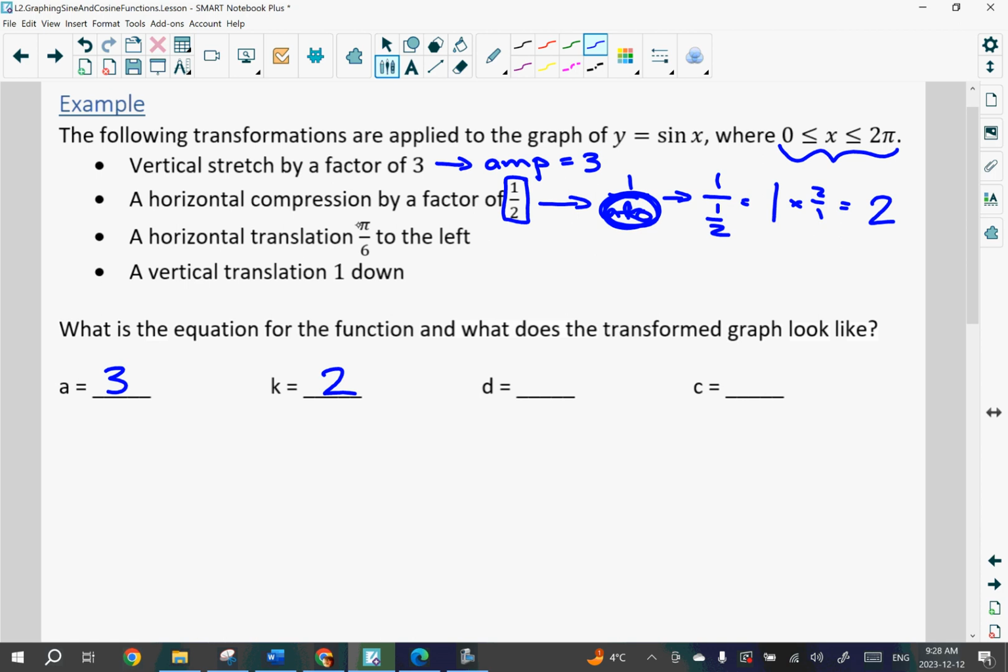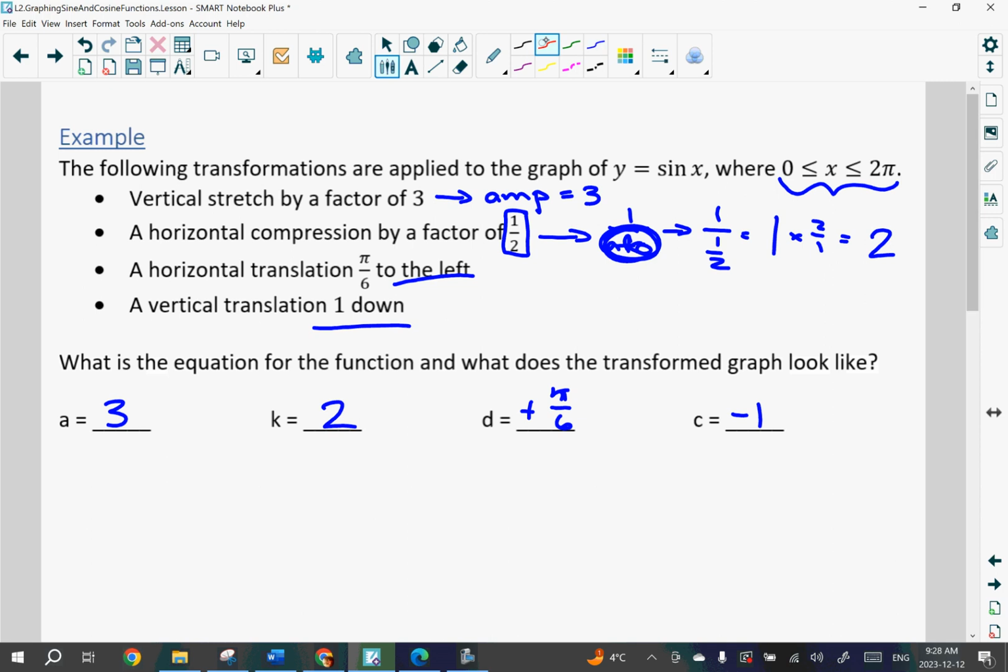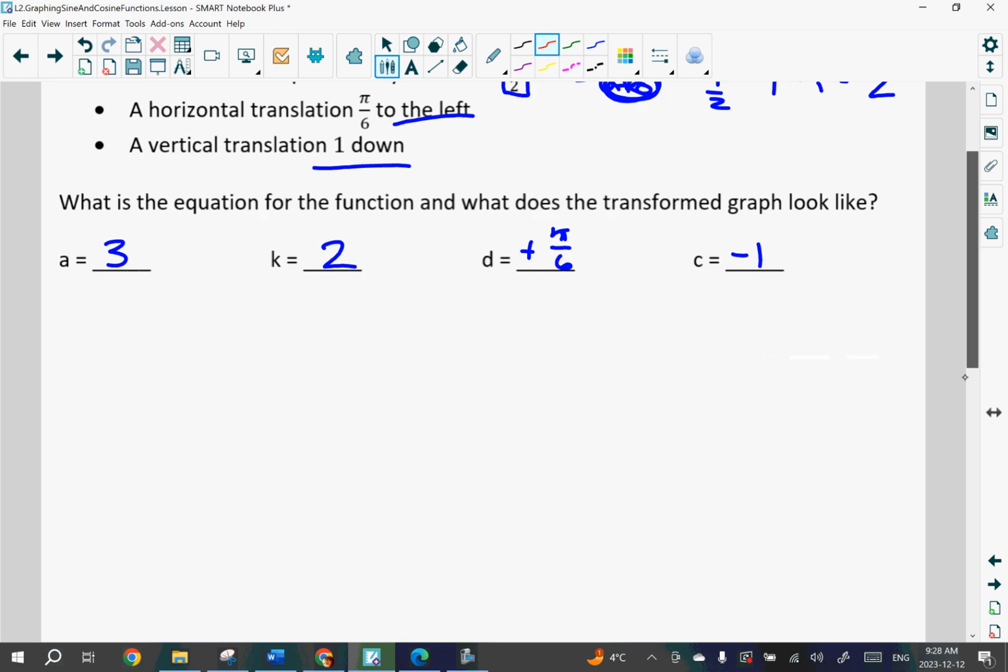Horizontal translation, pi over 6 to the left. To the left would look like plus pi over 6 in the equation. And then a vertical translation down, that's just going to change where your amp line is. That's like my middle. This is sine, so it's going to be middle, high, middle, low, middle. That's just going to change where your first middle is. So let's go down now.